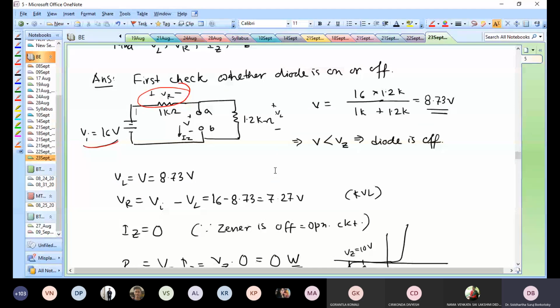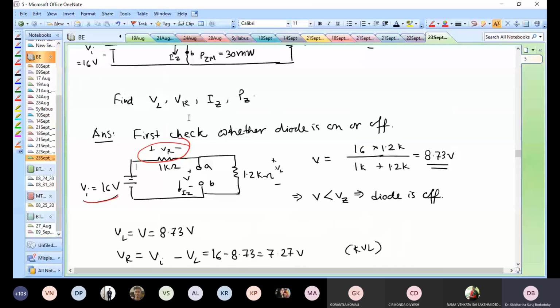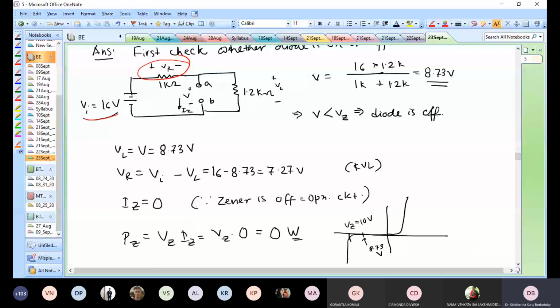VI minus VL would be 16 minus 8.73, which is 7.27 volts. Okay, so we have 7.27 volts. What is the current IZ, the Zener current? Of course, the Zener current has to be 0, because the Zener is open circuited. Because the Zener diode is off, we are saying that it's open circuited, and then the current flowing through it has to be 0.